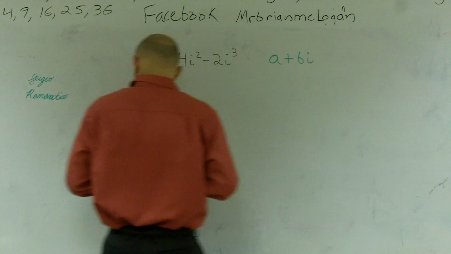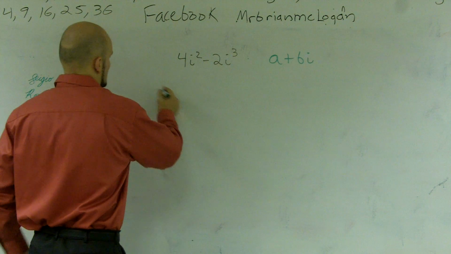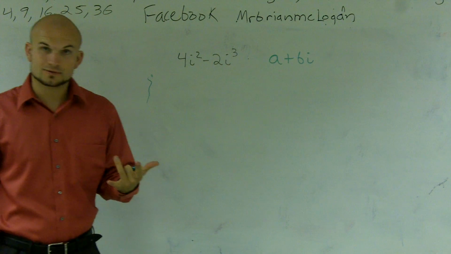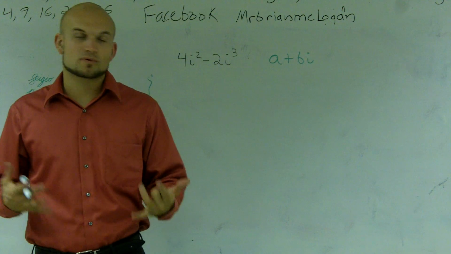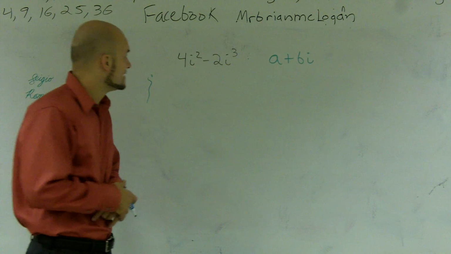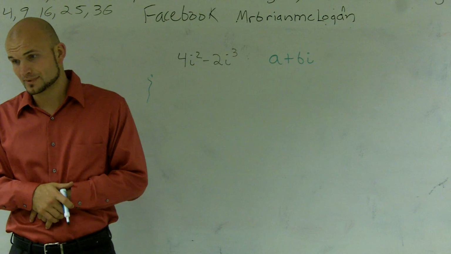Let's see if this one's better. So a represents your real number and b is going to represent your imaginary number. Now what we have is we don't have an i. We have an i squared and an i cubed.